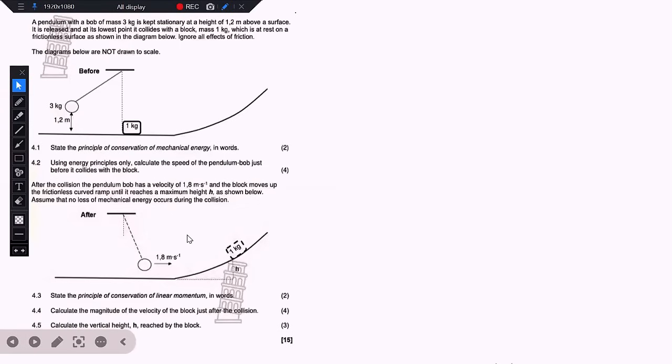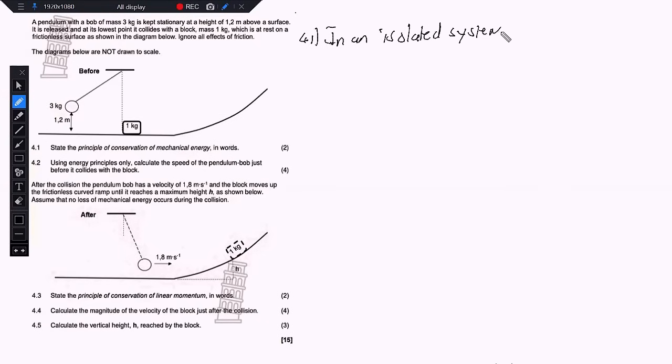Then 4.1 says state the principle of conservation of mechanical energy. Right, so we know that definition. It says in an isolated system, the total mechanical energy is conserved. 2 marks, right?